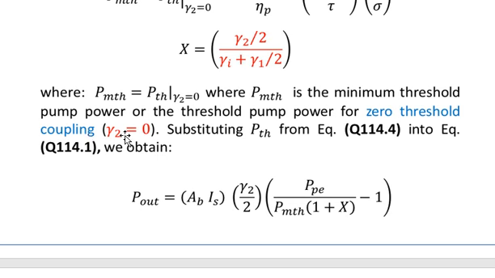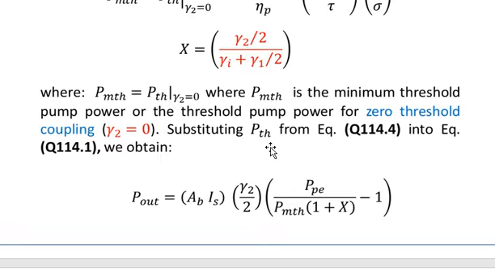And zero threshold coupling means that gamma 2 is equal to 0. That is, no light is going out of the cavity. That is, the mirror M2 is not allowing the light to go out or to escape from the cavity, which means that gamma 2 is equal to 0. That is, the coupling losses due to the mirror M2 is 0.